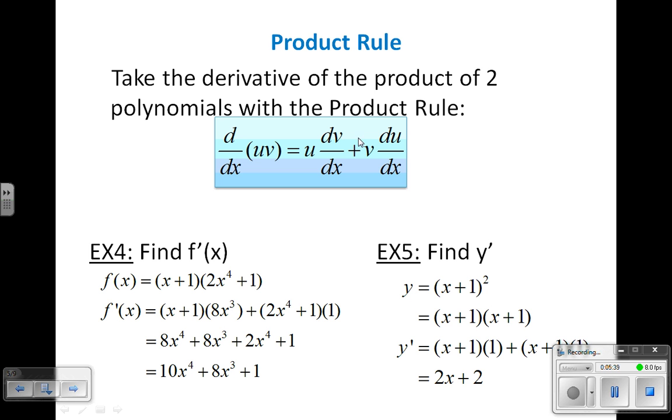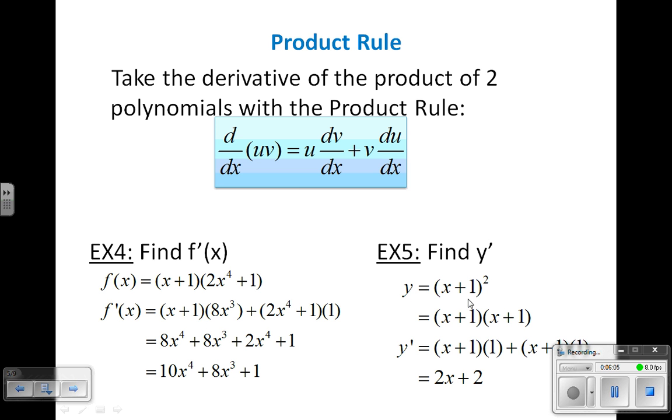Plus, and now I'm doing this part over here. So my second part times the derivative of the first part. So the second part is 2x to the fourth plus 1. The derivative of the first part, derivative of x is 1. Derivative of a constant 1 is 0. So the whole part in parentheses, the derivative is just 1. And then the rest of it, I just gathered up my like terms and I got my answer.